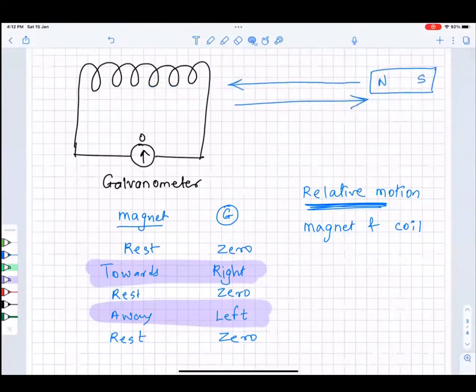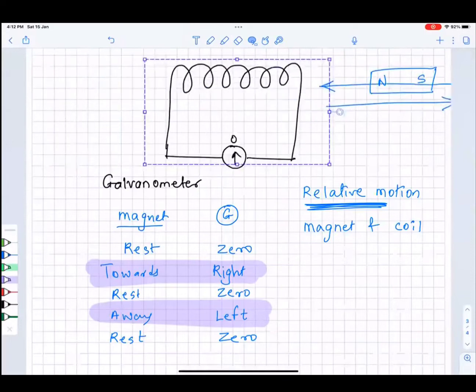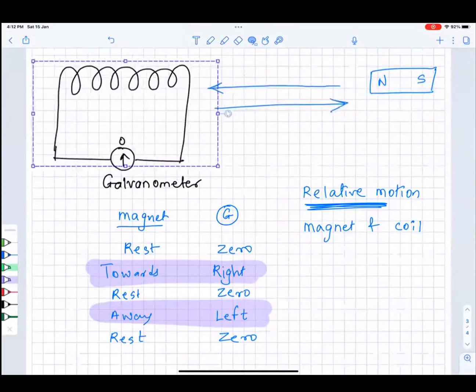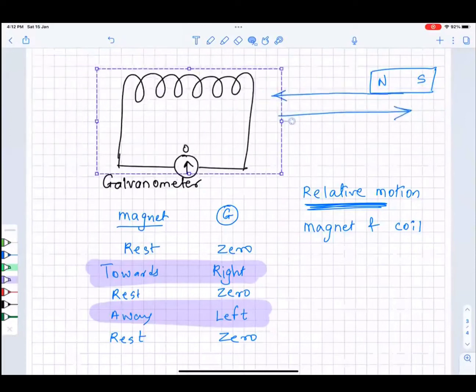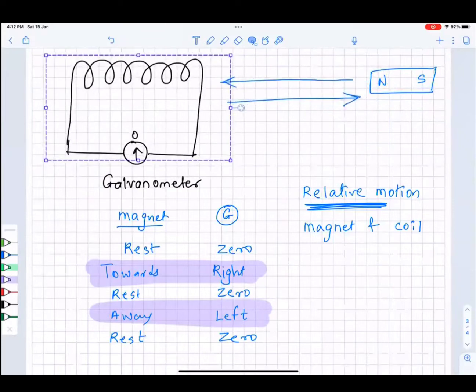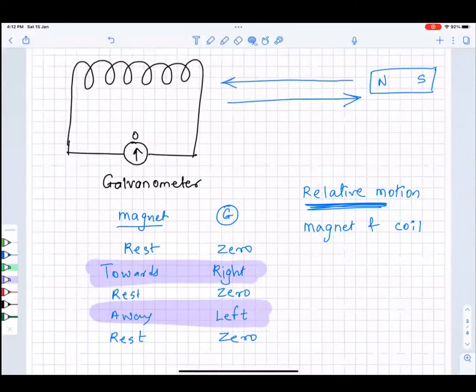I could do the same thing one more way. Look what I could do. I can take the coil towards the magnet, and again take the coil away from the magnet. Again take it towards the magnet. Again take it away from the magnet. And again, what will be produced? Current will be produced in that.